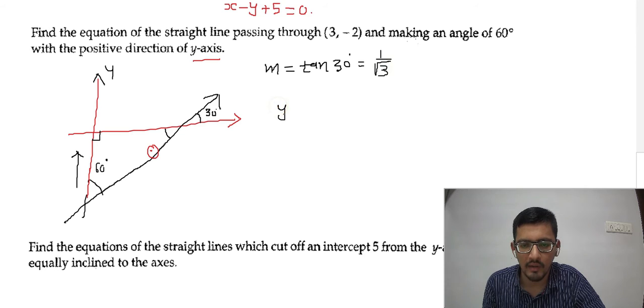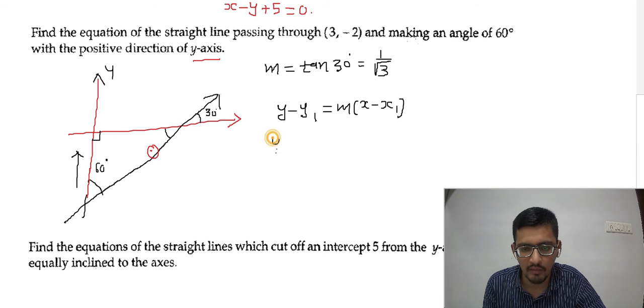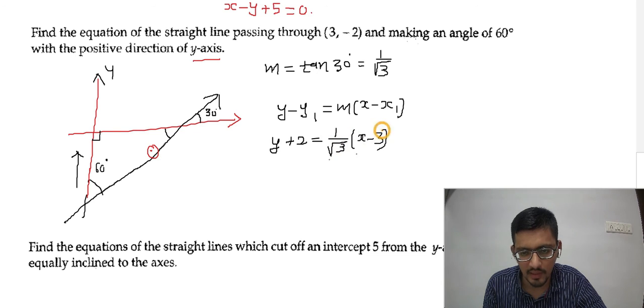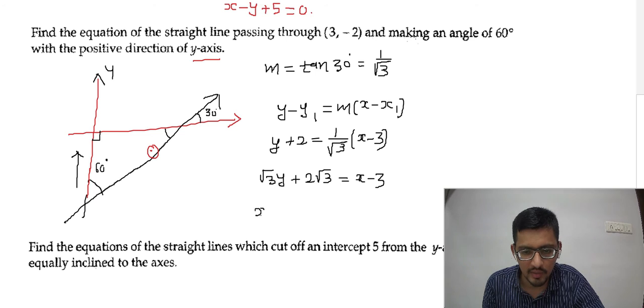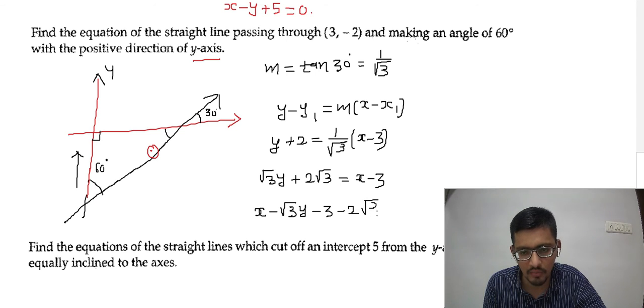Now just apply the formula y minus y1 is equal to m times (x minus x1). What is x1, y1? 3 and -2. The y1 is basically -2, so minus minus becomes plus 2. Slope is 1 over root 3, and x minus x1, which is 3. So what will happen now, root 3 will go to the other side. So root 3y plus 2 root 3 is equal to x minus 3. So the answer I will get, your desired equation, is x minus root 3y minus 3 minus 2 root 3 is equal to 0. So this is your answer.